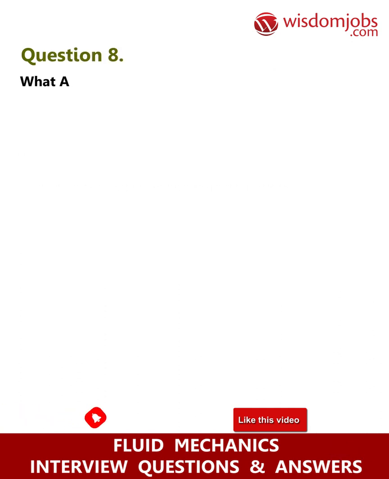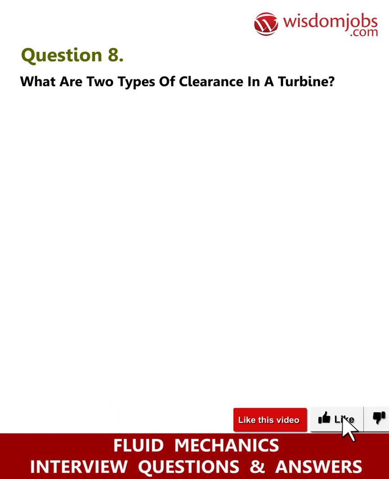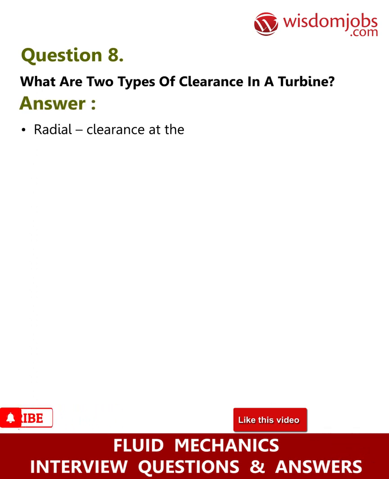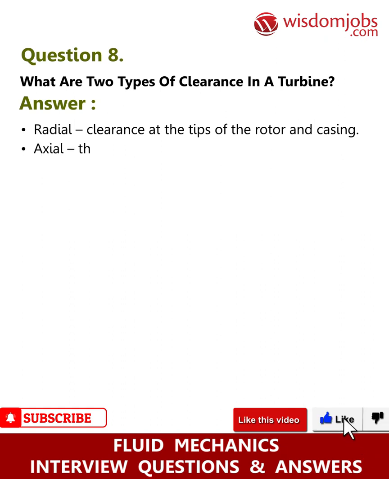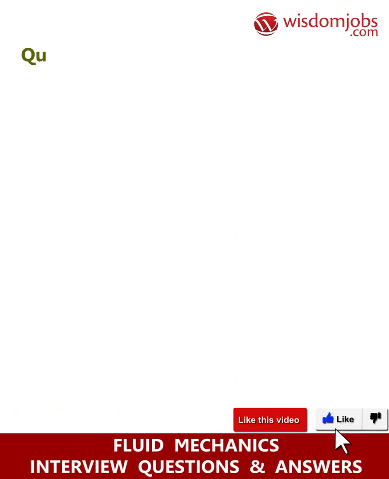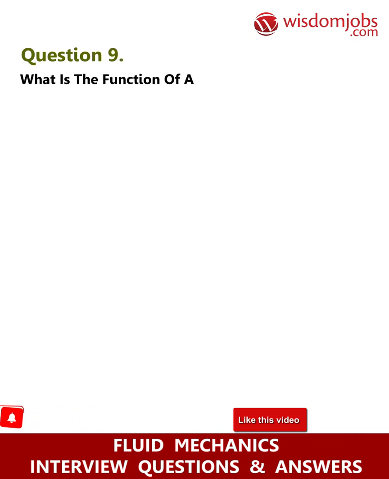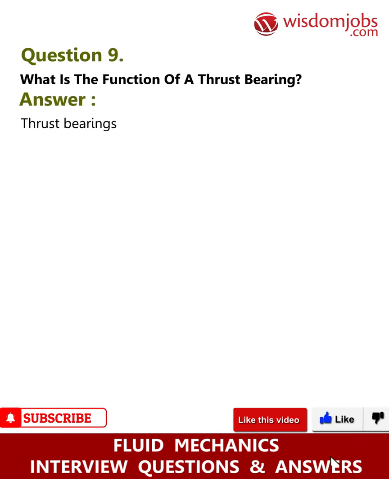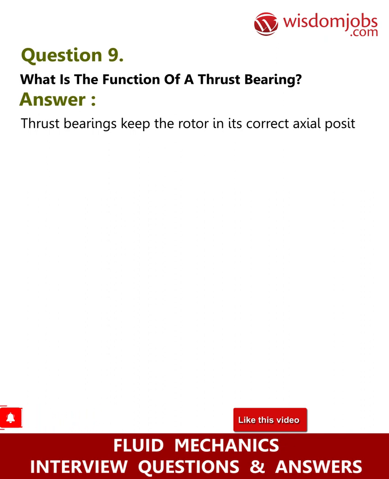Question 8. What are 2 types of clearance in a turbine? Answer. Radial clearance at the tips of the rotor and casing. Axial, the fore and aft clearance at the sides of the rotor and the casing. Question 9. What is the function of a thrust bearing? Answer. Thrust bearings keep the rotor in its correct axial position.